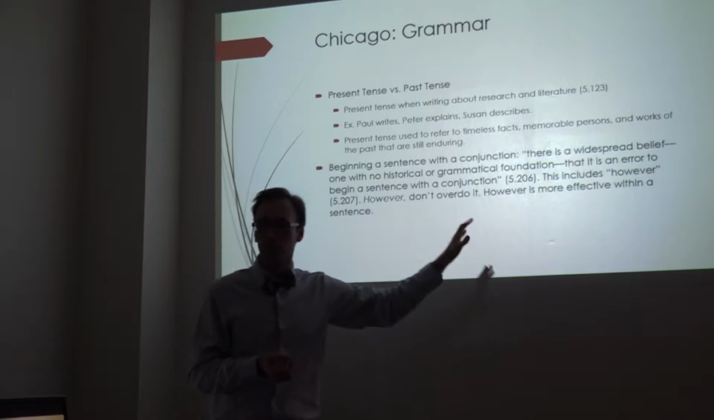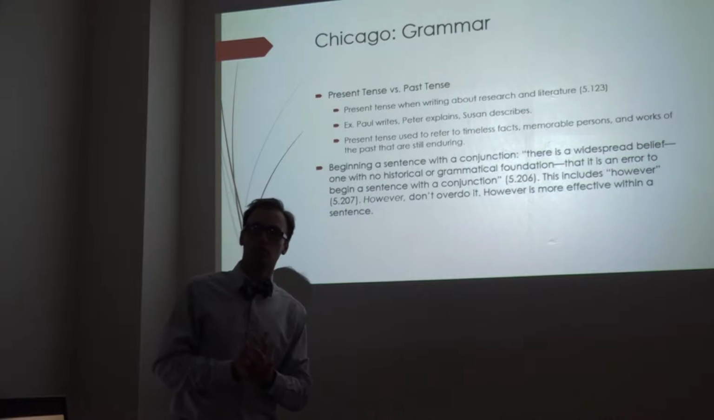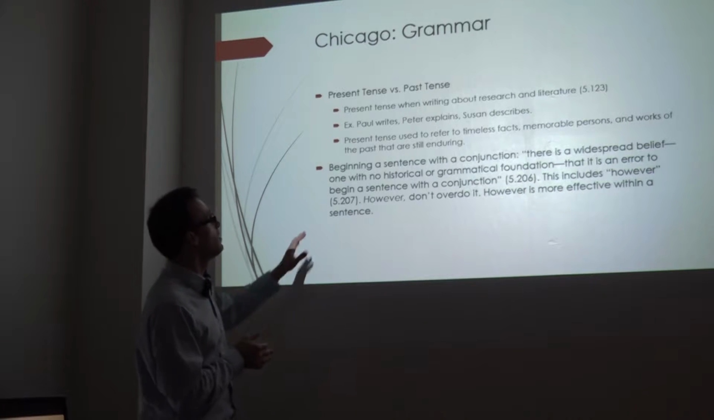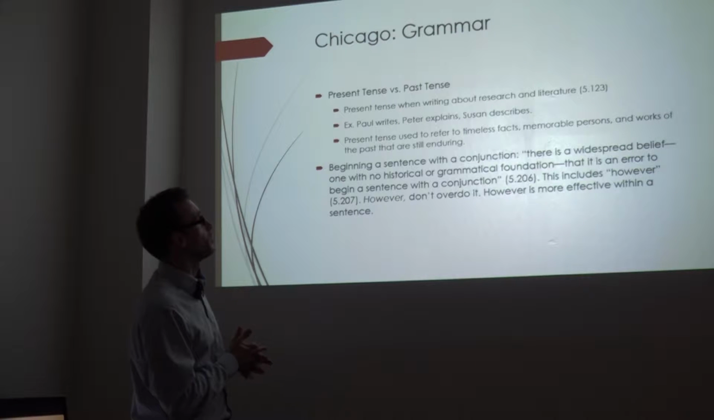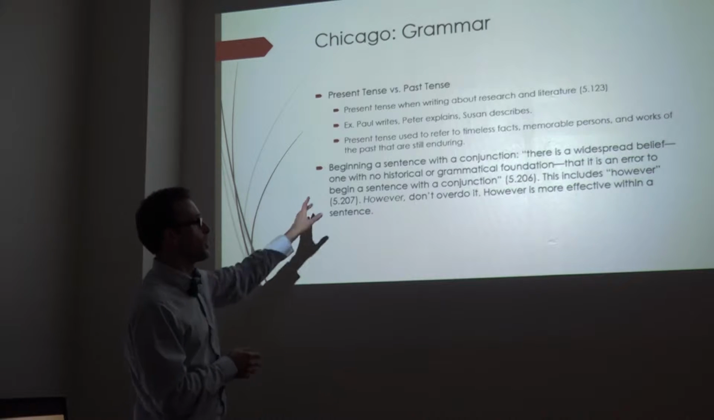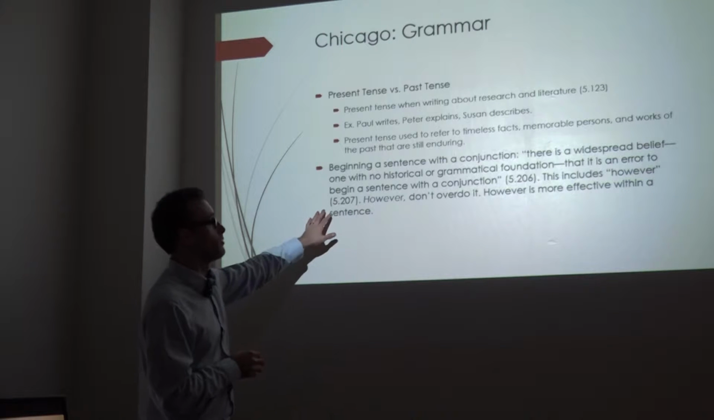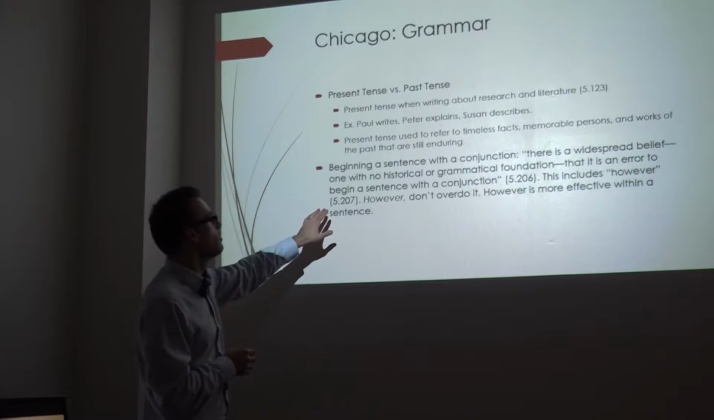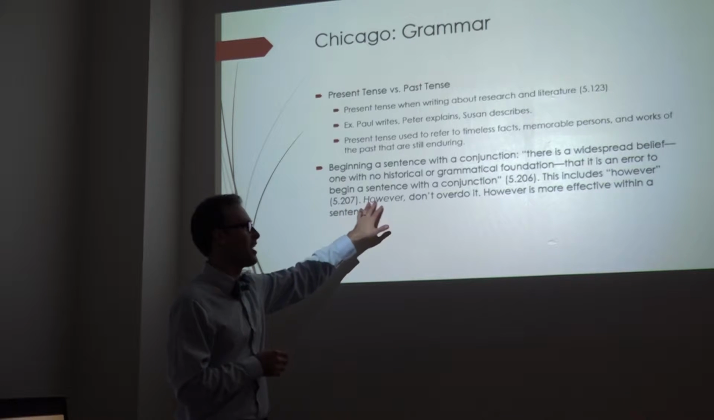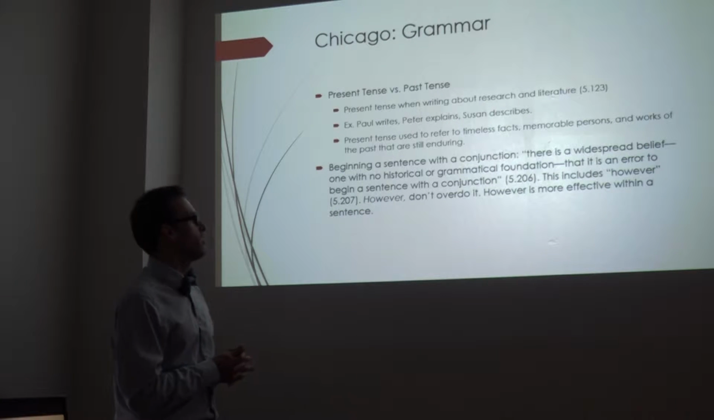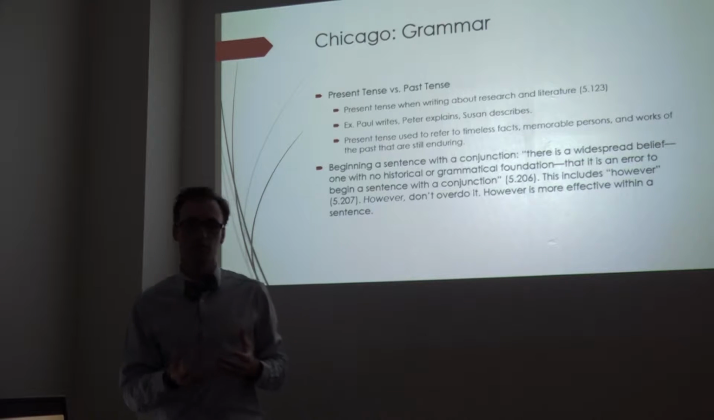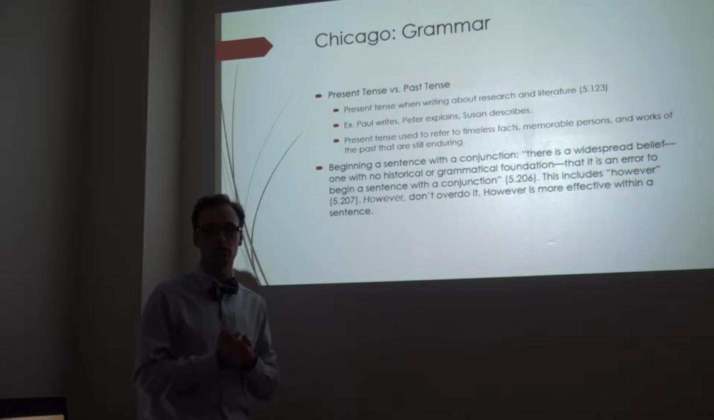The use of a conjunction: beginning a sentence with a conjunction, yes you can, don't overdo it again. So stuff like however. This is from Chicago style, they write, there's a widespread belief, one with no historical or grammatical foundation, referring to beginning with a conjunction, that it is an error to begin a sentence with a conjunction. This includes, quote, however. Well, I'm saying however, don't overdo it. When you're using words such as however, it's more effective within a sentence rather than starting a sentence with however.